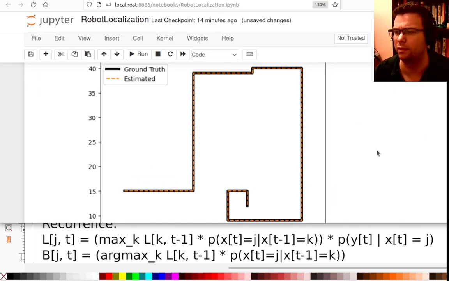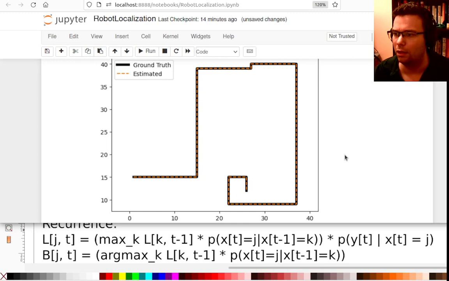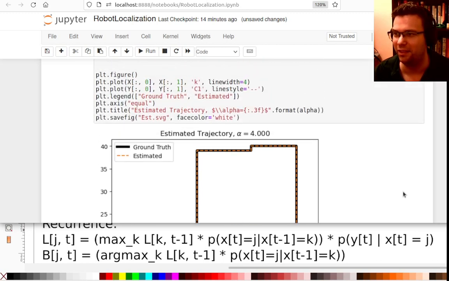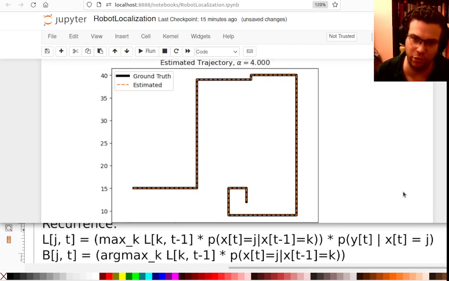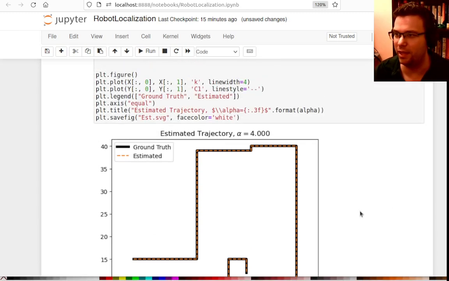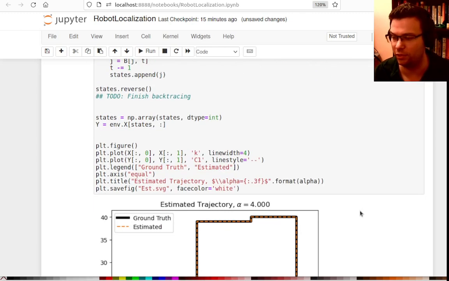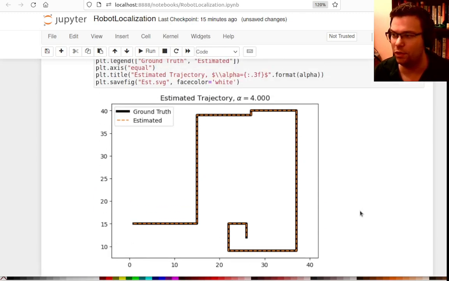Oh yes. Oh, it's perfect. Okay. So the black line is what we know the path is supposed to be because we simulated it. And then this dashed line is what I get from the Viterbi algorithm. And what's so cool about the Viterbi algorithm compared to the Bayes filter is that because you're able to use all of the observations, you can correct a lot of mistakes.